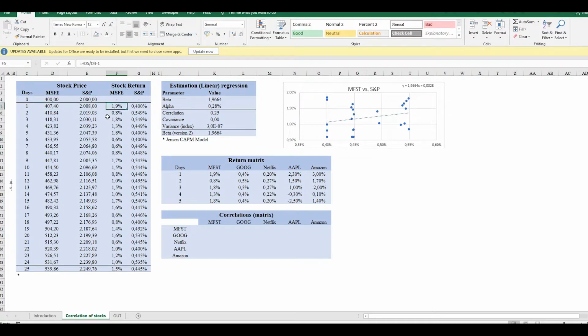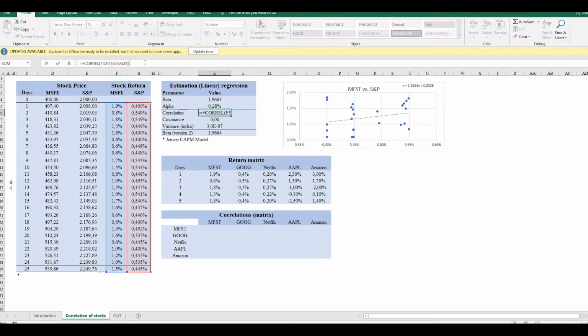And here we calculate every day the day-to-day return, and likewise on the S&P. Calculating the correlation in Excel we could do readily by using the CORREL function, which just takes as input the two time series, and it doesn't really matter if we take the one or the other on the left or the right hand side. It gives the same result.